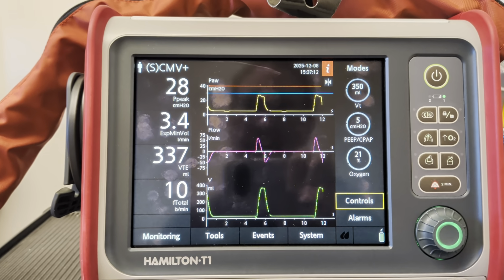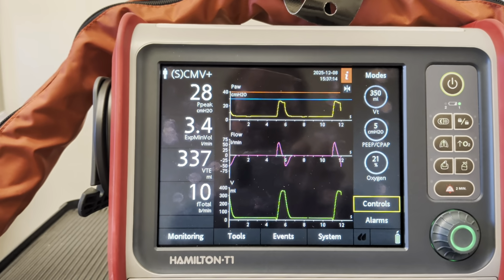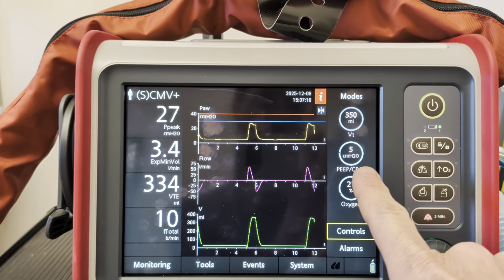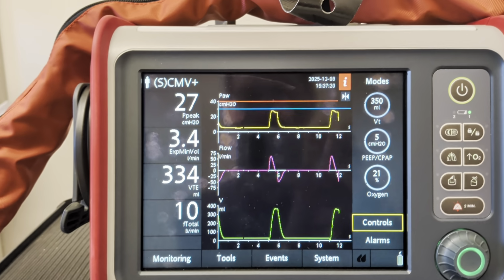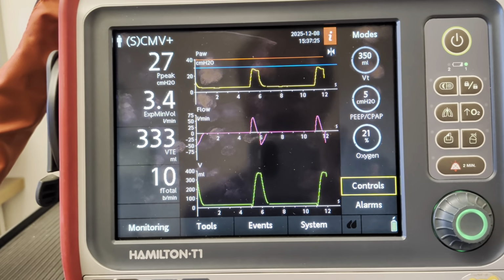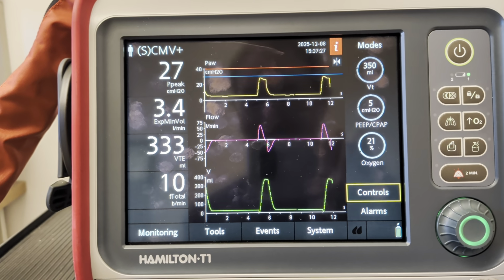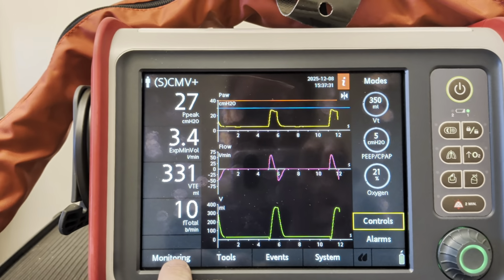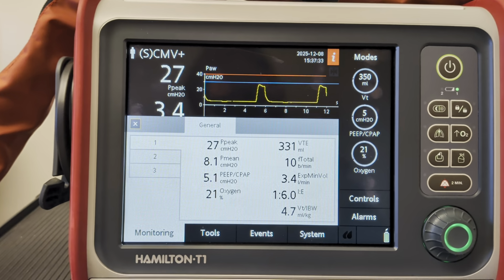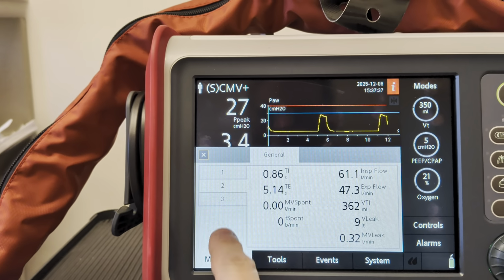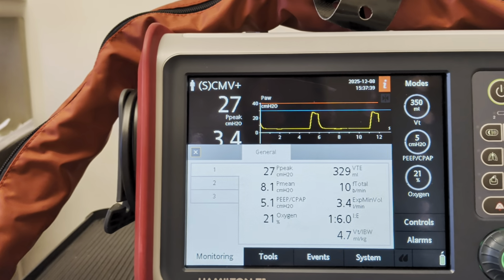The most effective ways of increasing mean airway pressure are either to increase the pressure or volume and/or increasing the PEEP. How do you know what your mean airway pressure is and if you're actually increasing it using the Hamilton T1 ventilator? Well, what you can do is if you select the monitoring option here, you've got these 3 general things here, right?